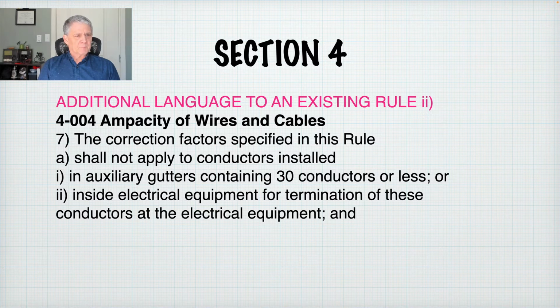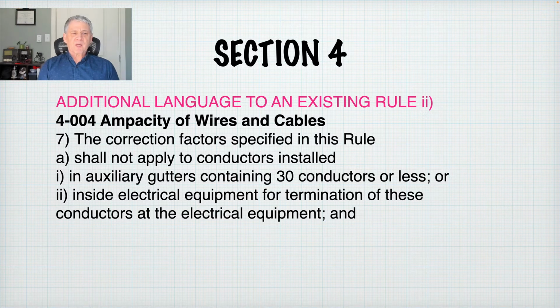4004, additional language to an existing rule. So number 7, the correction factors applied in this rule shall not apply to conductors installed in auxiliary gutters containing 30 conductors or less, or inside electrical equipment for termination of these conductors at the electrical equipment.